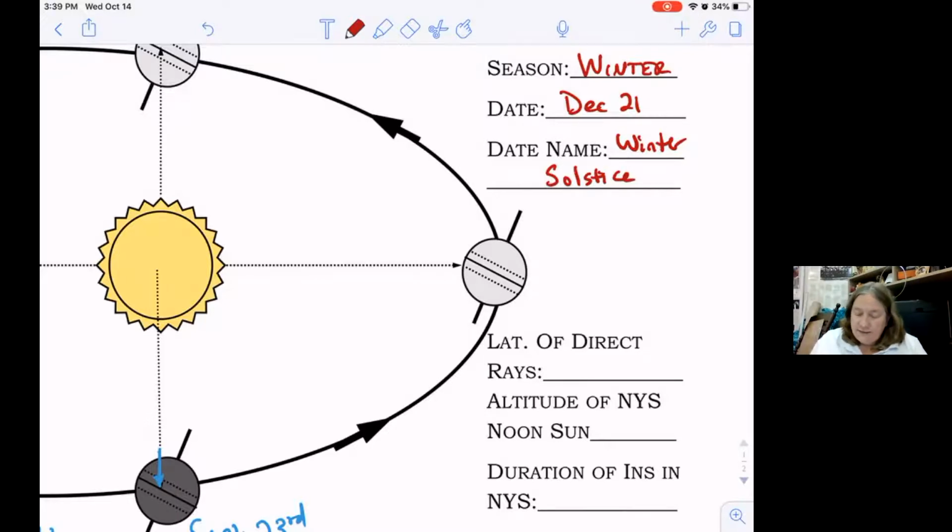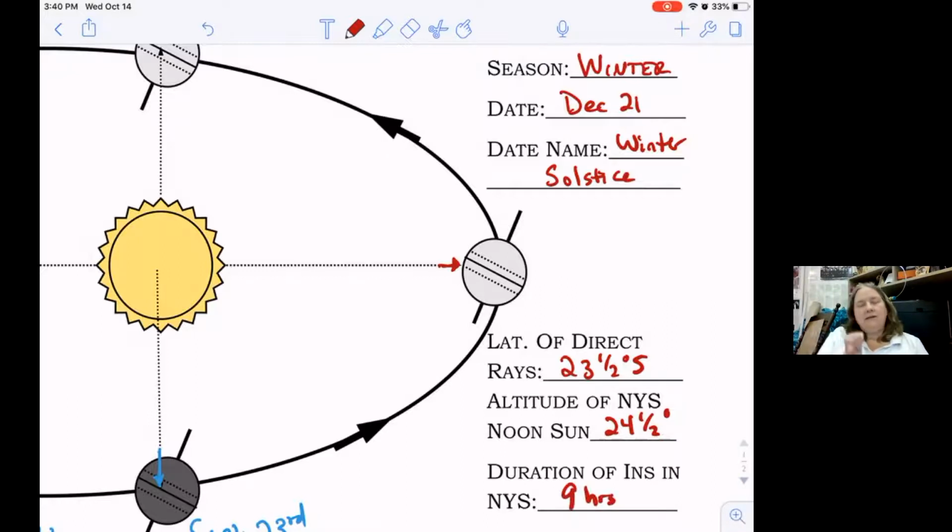So the latitude of the direct rays, you can see, are pointing right here to that dotted line below the equator, which is 23.5 degrees away from the equator. So this is 23.5 degrees south. The altitude of the noon sun is very low. It's only 24.5 degrees. You get that by subtracting 23.5 from 48, by the way. And the duration of insolation is only 9 hours on that date for us.